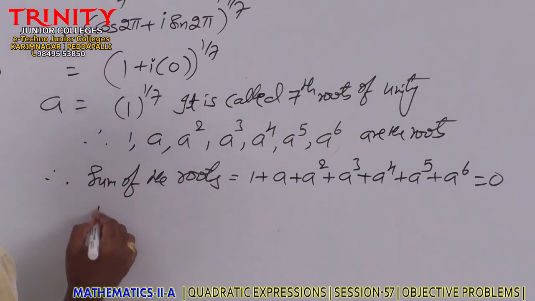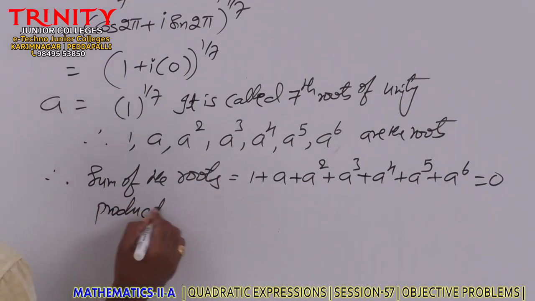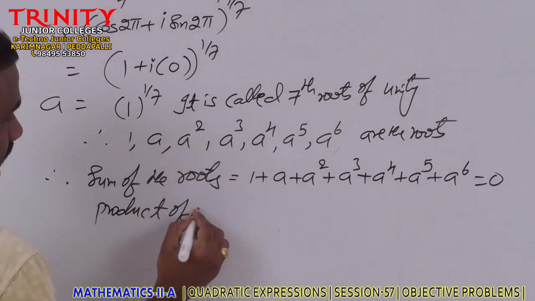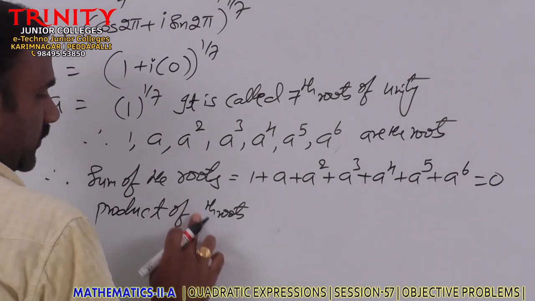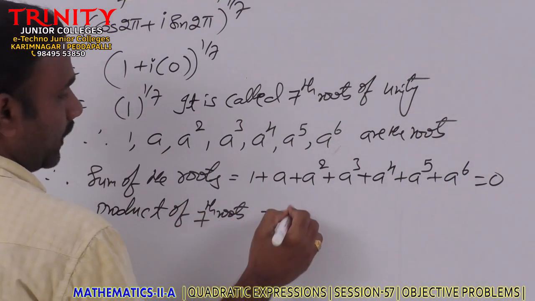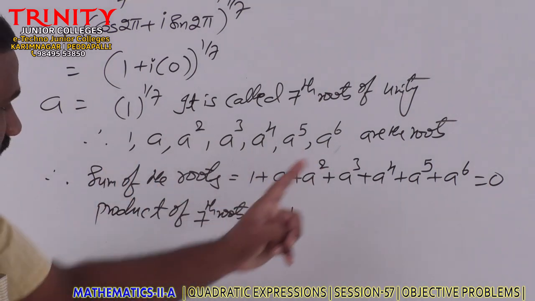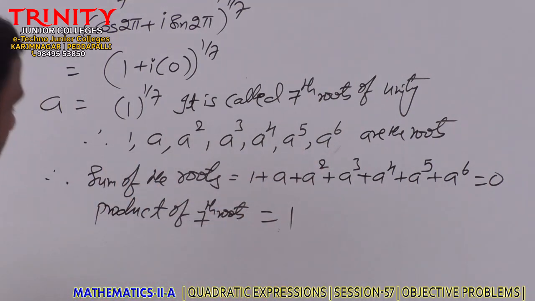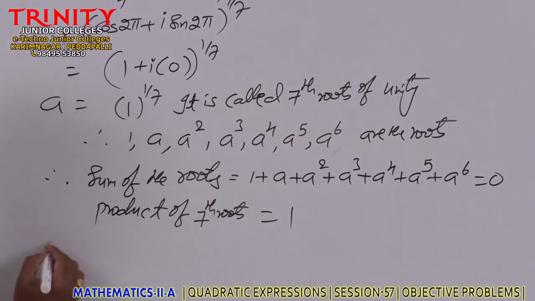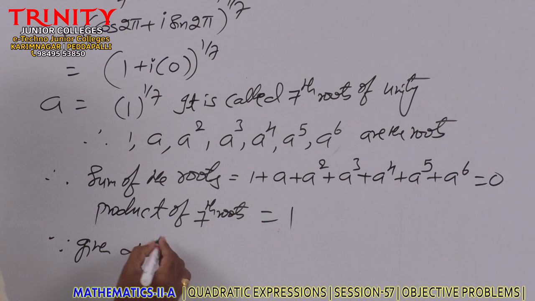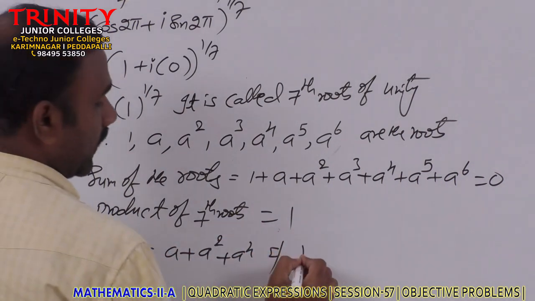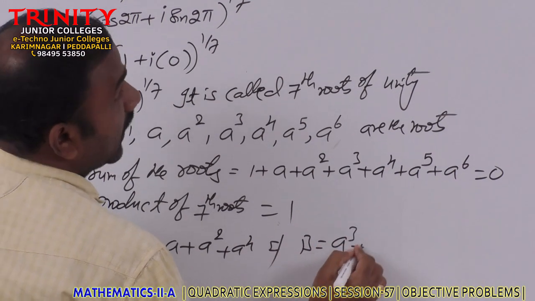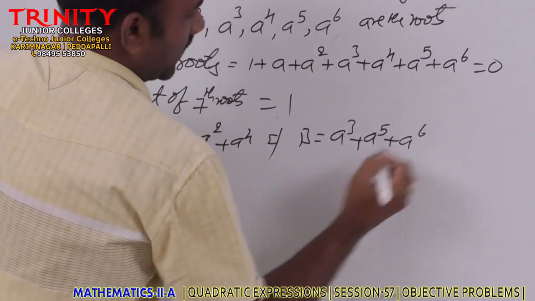And the product of the nth roots, the seventh roots, is equal to what? If we multiply all these, we will get its value as 1. Now he gave alpha equal to a plus a square plus a power 4 and beta equal to a cube plus a to the power of 5 plus a to the power of 6.